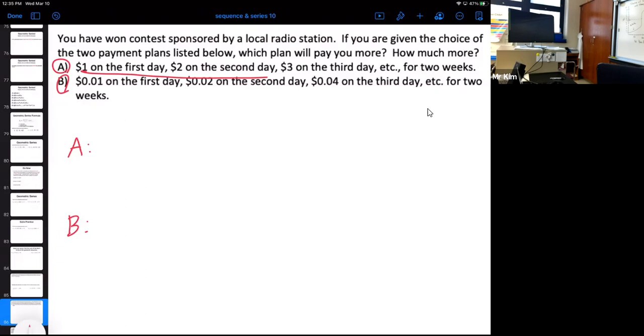I'm stuck. There we go. There it is. That's right. Yes, and yes. Yeah. Let's go. What does it say? 14. 14 plus 1. So good.